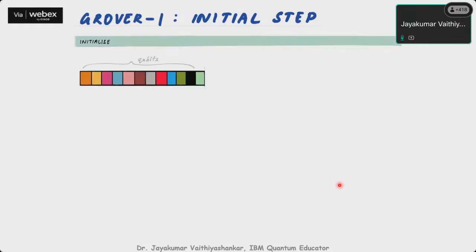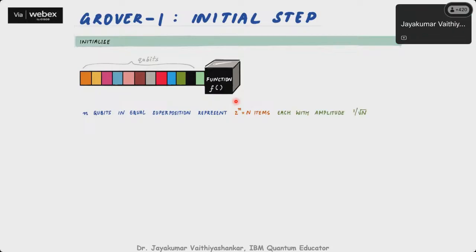In the initial step, you have n number of qubits, and you are creating a black box function. This function will identify the given items. You have n qubits and you put them in equal superposition. How do you achieve equal superposition? By implementing the Hadamard gate. Once you implement the Hadamard gate, you get 2 power n states, and each one gets an amplitude of 1 over root n. This is the basic idea.